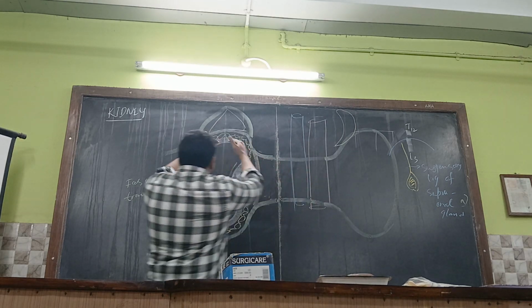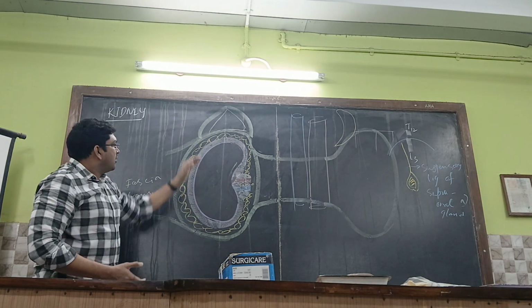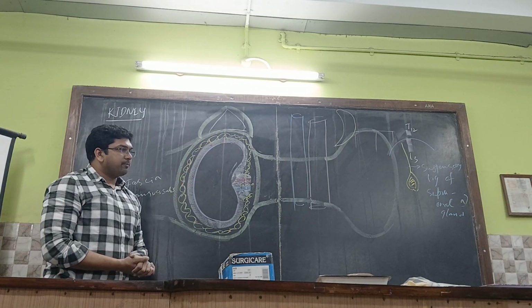So the kidney can be separated from this part of the suprarenal gland whenever you divide the kidney from this fascia over here. Got it or not, everybody? Right?